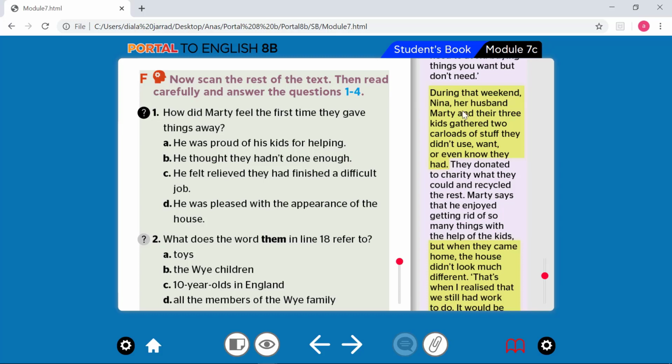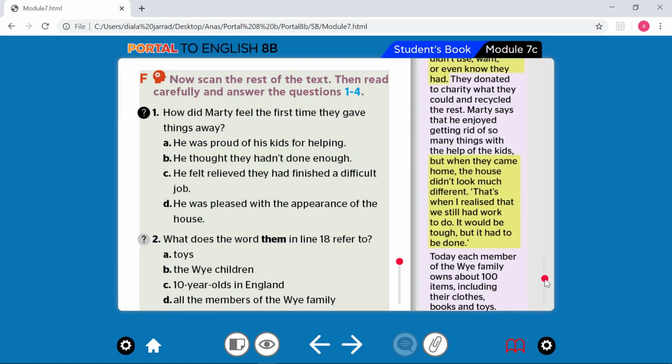During that weekend, Nina and her husband Marty and their 3 kids gathered 2 carloads of stuff they had, okay? But when they came home, the house didn't look much different. That's when I realized that we still had work to do. It would be tough, but it had to be done. Then he thinks that they hadn't done enough, which is B.